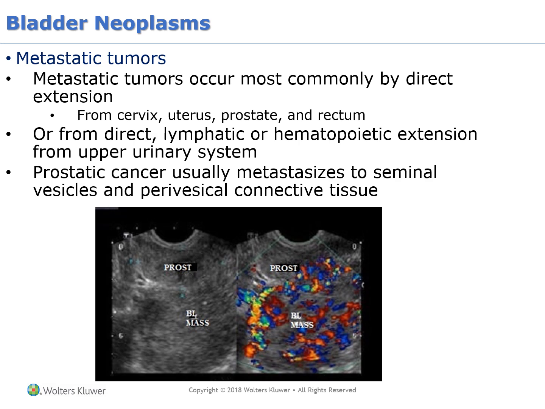Prostatic cancer usually metastasizes to the seminal vesicles and the perivesicular connective tissue. Because of that very close location, it might affect all of those components at once, including the bladder.